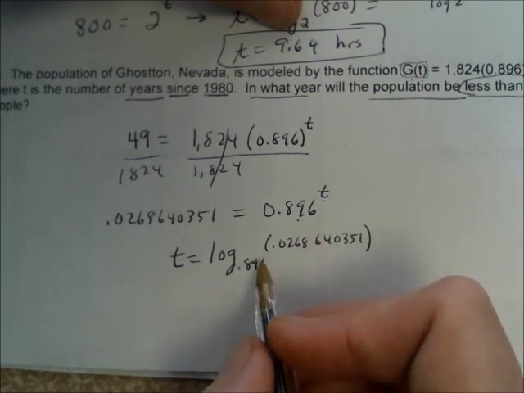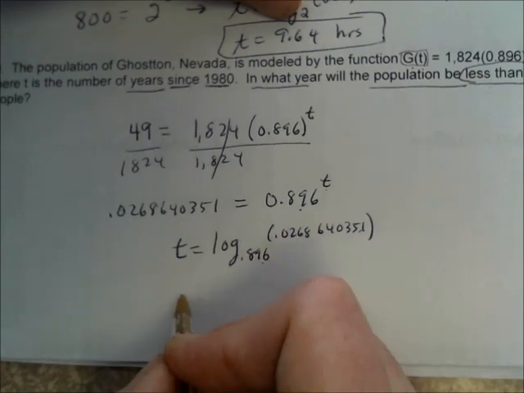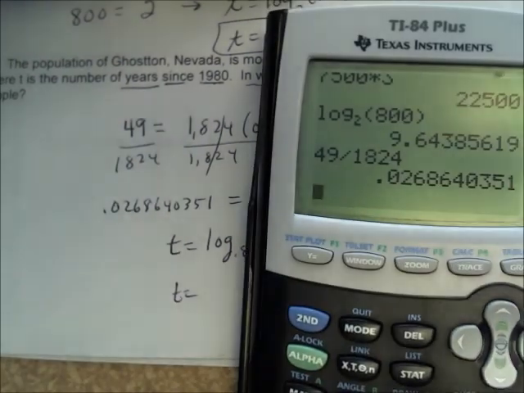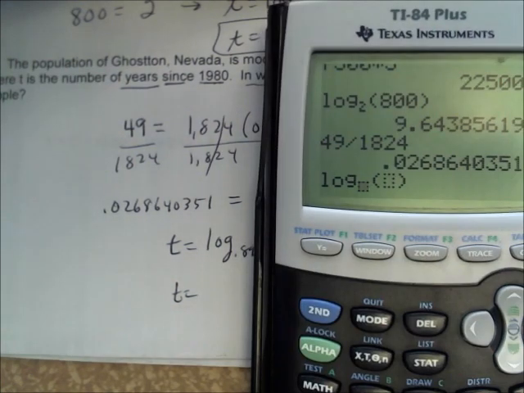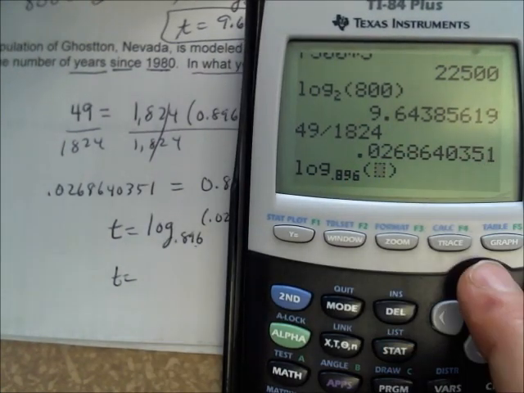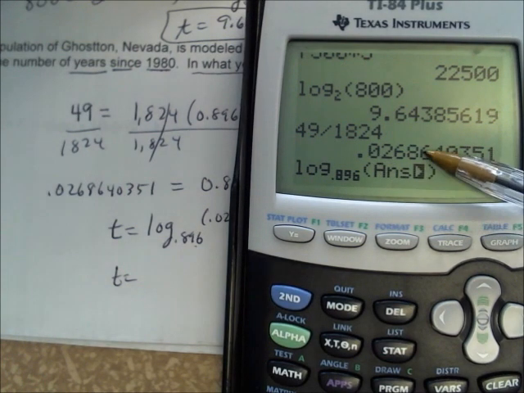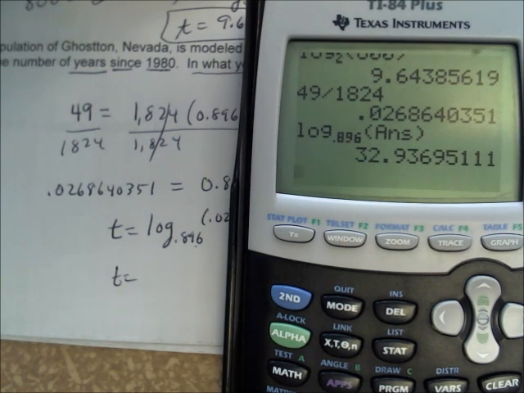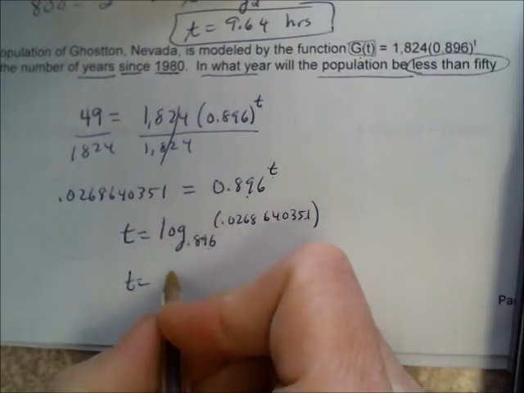So if you wanted to use your scientific calculator, it's the log of this number divided by the log of this number, or if you have your calculator that does an alpha window, option 5, you can say the base is 0.896 and the argument is, now this has already appeared in my answer, so I can just press second negative because that answer is already stored in there, so I don't have to type the whole thing all over again. So 32.936.